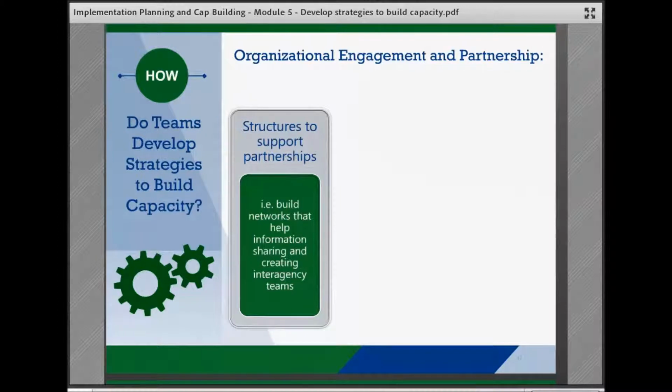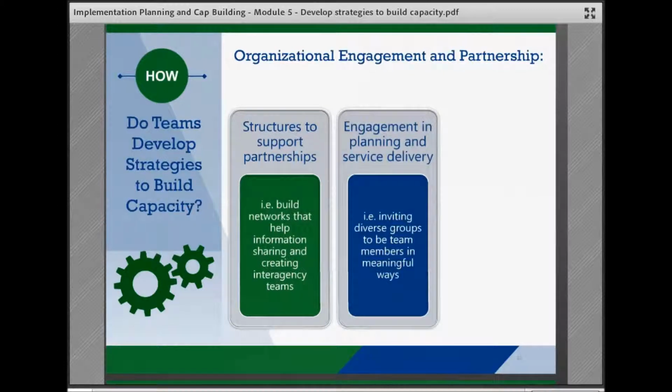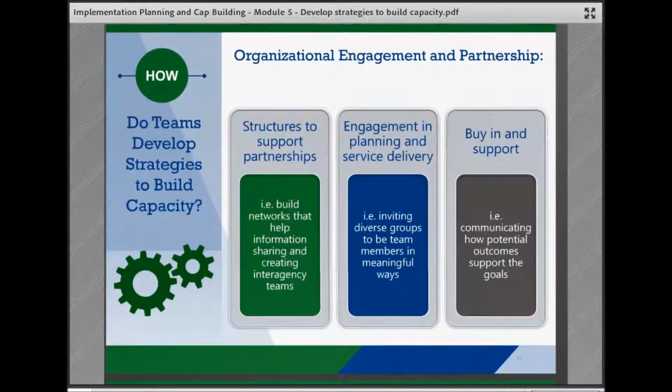Structures to support partnership include building networks that facilitate information sharing across systems, with common objectives, and creating interagency implementation teams. Engagement in planning and service delivery, for example, inviting diverse stakeholders to participate in implementation team work groups in meaningful ways. And buy-in and support, like communicating how the intervention's expected outcomes support the particular goals of external stakeholder groups.